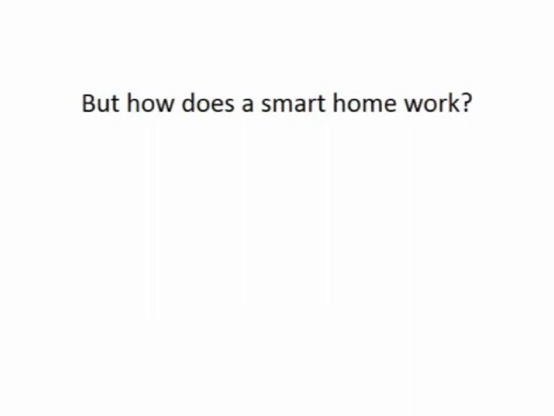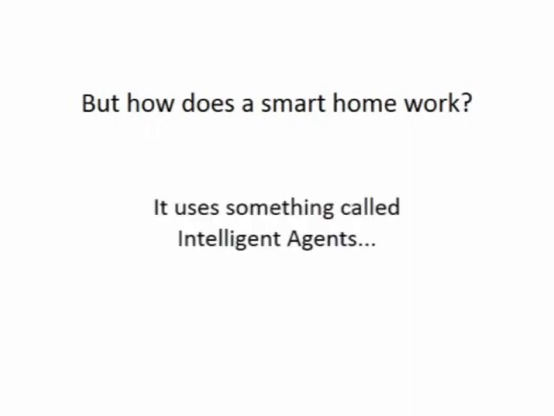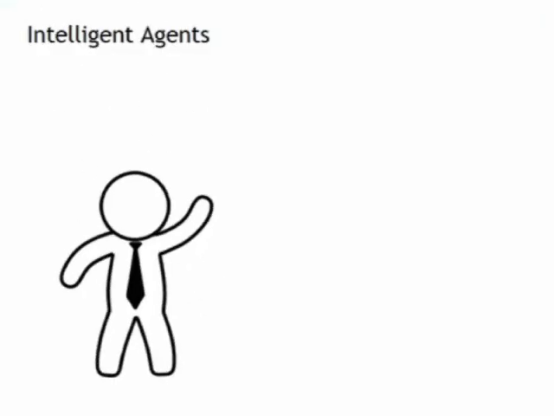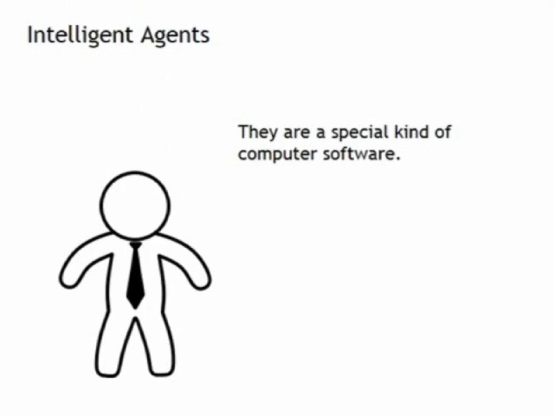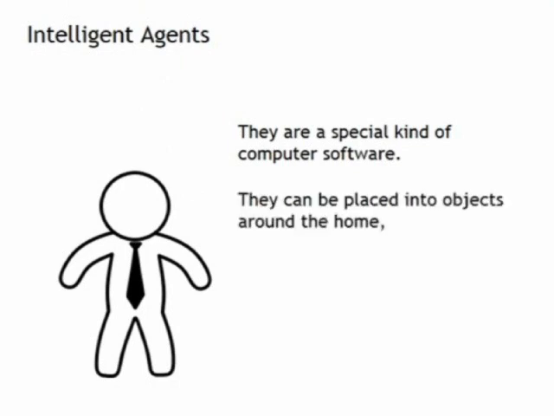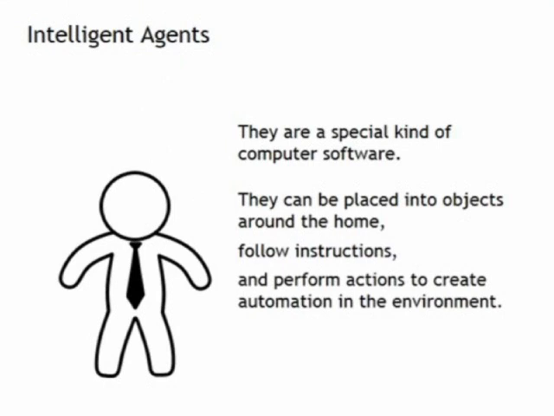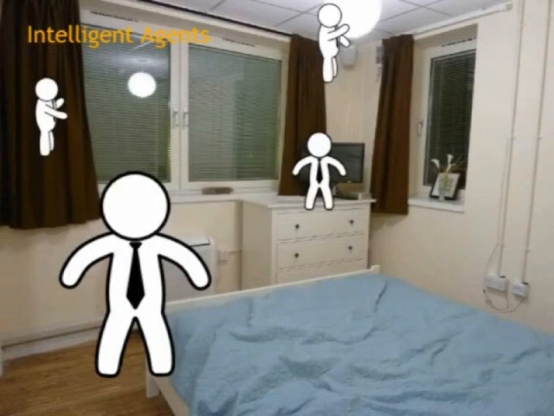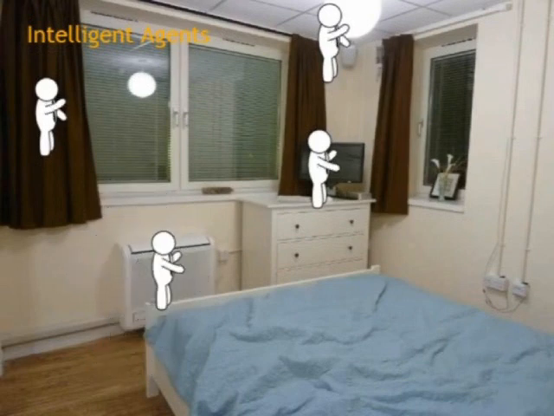But how does a smart home work? Well, it uses something called intelligent agents. Here we have an intelligent agent. They are a special kind of computer software. They can be placed into objects around the home, follow instructions, and perform actions to create automation in the environment. For example, agents could be placed in lighting systems, curtains, televisions, or heating systems to perform actions with these devices.